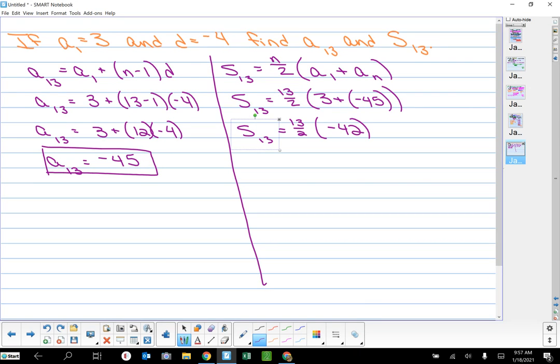What I would do, I mean, most of you are probably going to use a calculator, but I would cancel this guy into here and get a negative 21 and then multiply the 13 and the 21. So s sub 13 is equal to a negative 273. And what that's telling you is if you took the first 13 terms, a sub 1 plus a sub 2 plus a sub 3 plus a sub 4, you get it. Added them all together, you're going to end up with a negative 273.